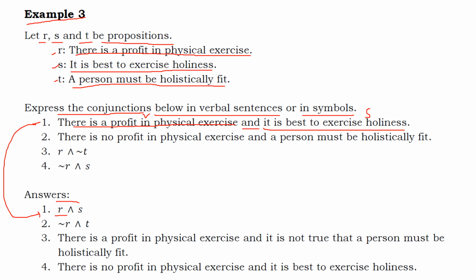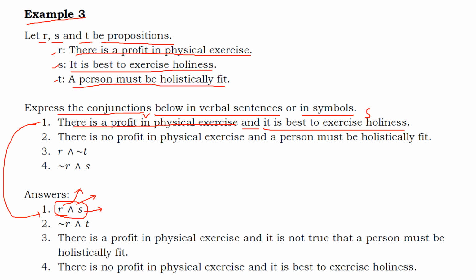So as you can see on these symbols R and S, for R, we just simply copy the original proposition R. Then we apply the logical connector ∧ to represent the conjunction between your two propositions. And for S, there is no involvement of negations there. That's why we just simply copy the original proposition S, and it is best to exercise holistically.